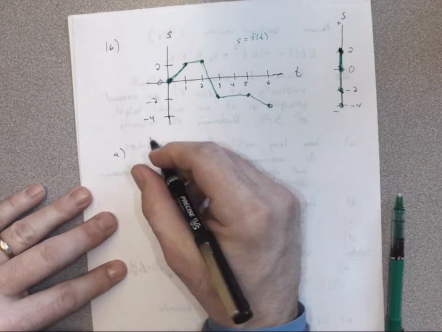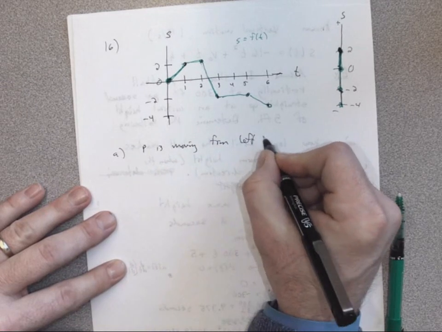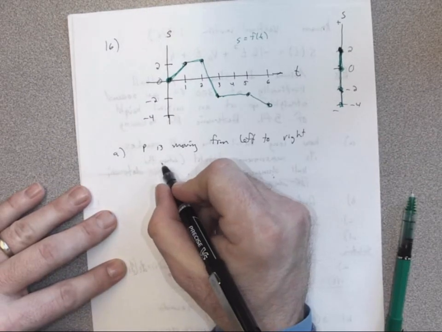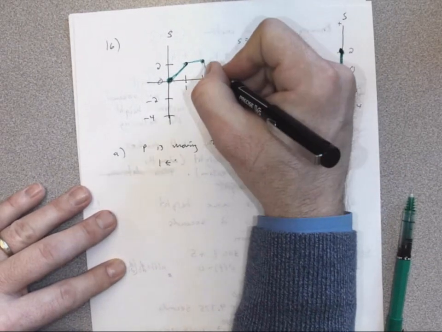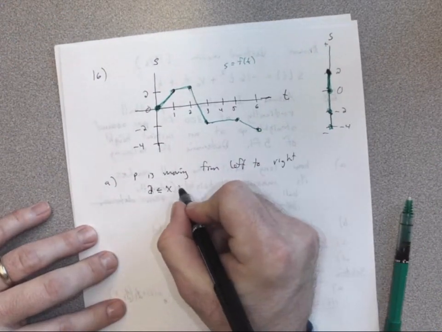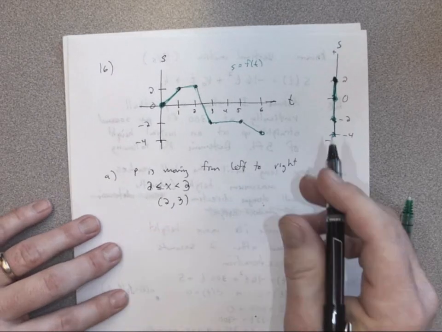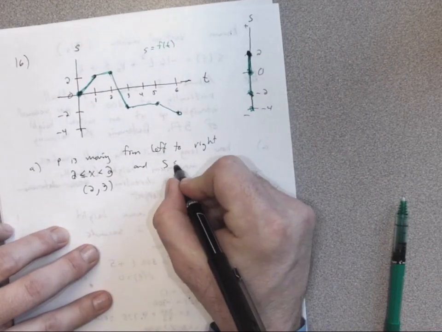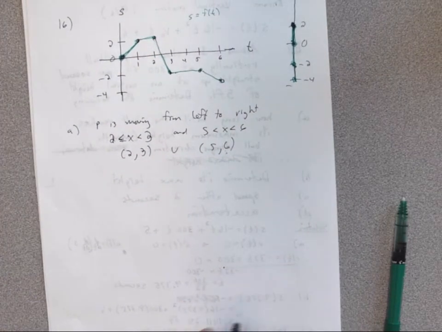So P is moving from left to right between 1 and 2. No, sorry, I lied. Between 2 and 3, it's moving left to right here, so 2 less than x less than 3. Or you can say 2 to 3. It's also moving left here in between 5 and 6, so 5 less than x less than 6.